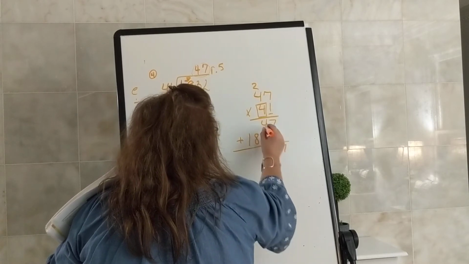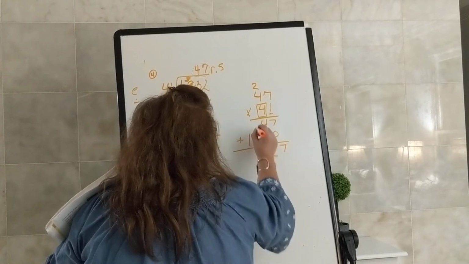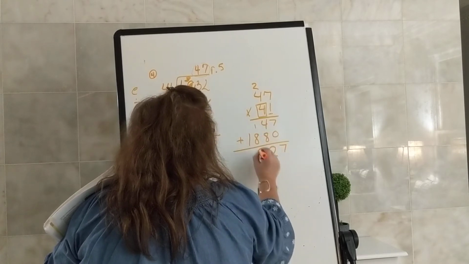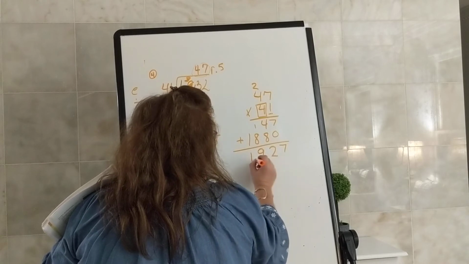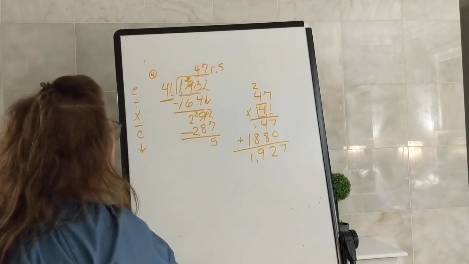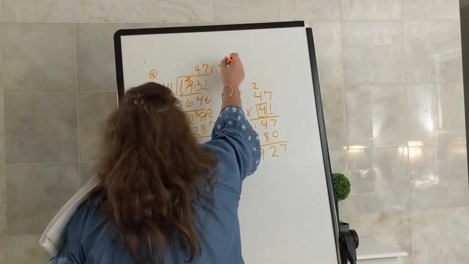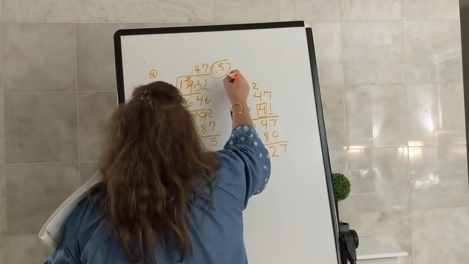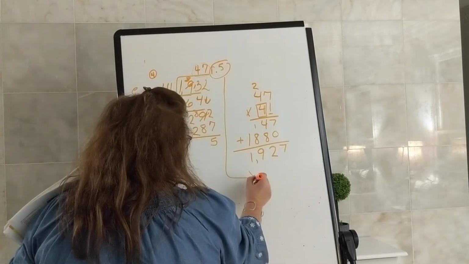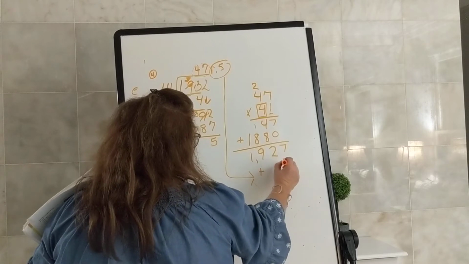We add up our partial products. 7 and 0 is 7. 4 and 8 is 12. Put 2 down, carry the 1. 1 and 8 is 9. And 1. So we have 1,927 for our product. And we come back up here now and pick up our remainder. And we bring our remainder down and we add that to the product.